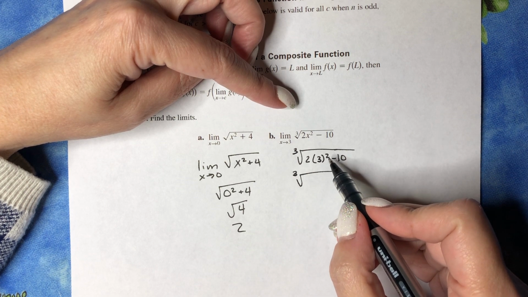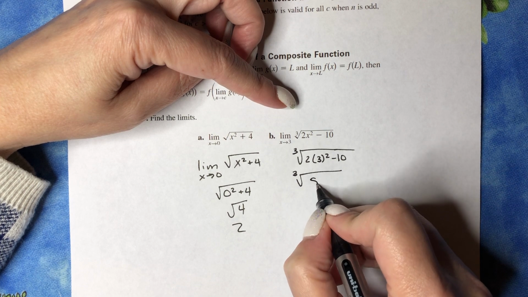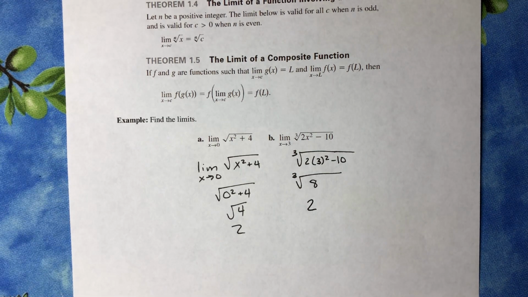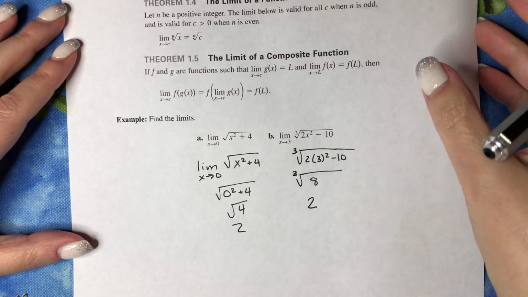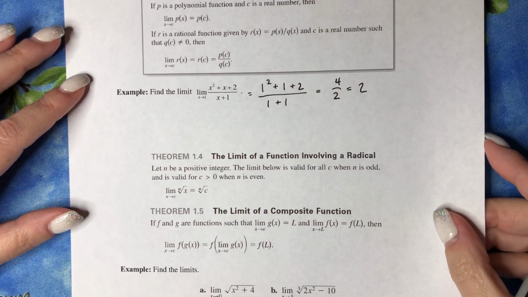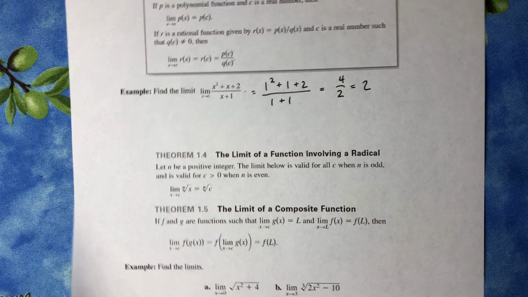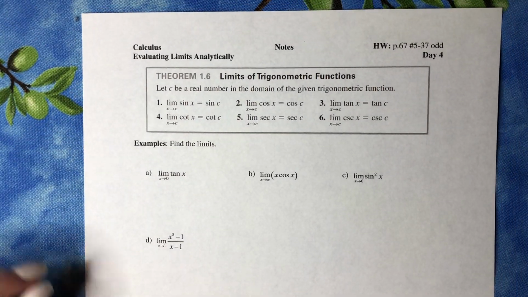So let's see here. That is 9 times 2, 18, minus 10, that's 8. Yes, I can cube root that, and I get a 2. So notice there's all sorts of rules here, just tons of them. But pretty much your biggest thing is substitution. If you substitute, you will not be unhappy.